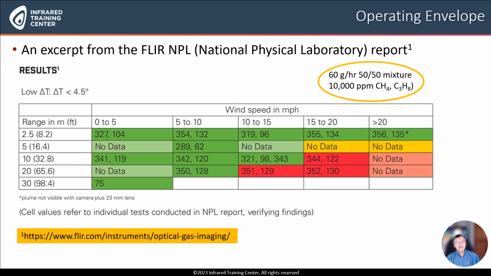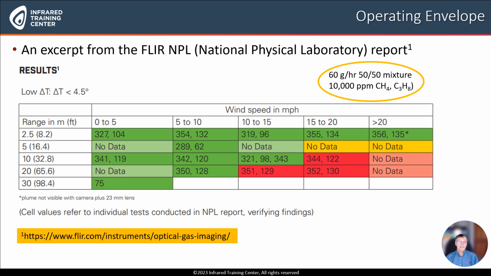Now, if you go to FLIR.com/instruments/optical-imaging, you can find the National Physical Laboratory report. It has much more data in there than this, but this is just an example of an operating envelope. But again, depending on your location, if you're in a hot location, if you're typically in a cold location, you can develop your own operating envelope.